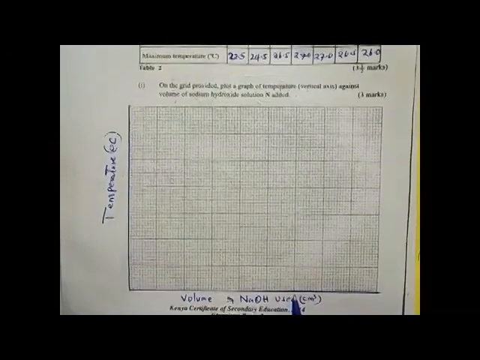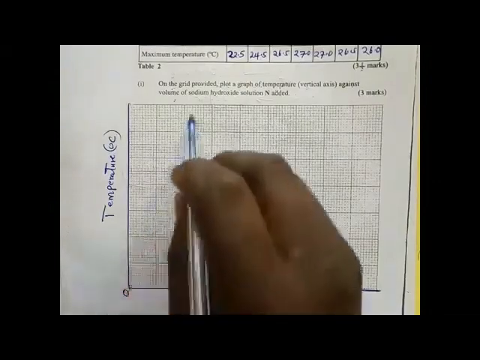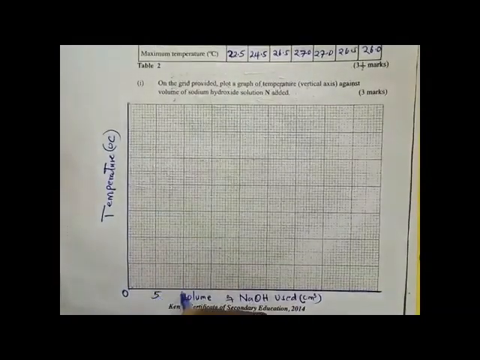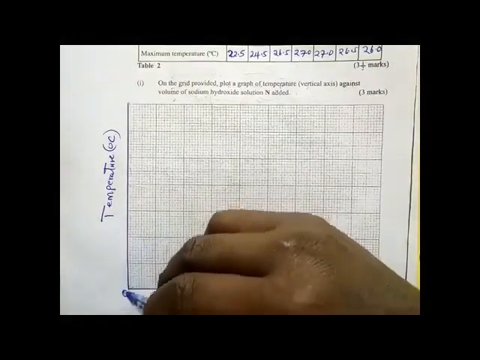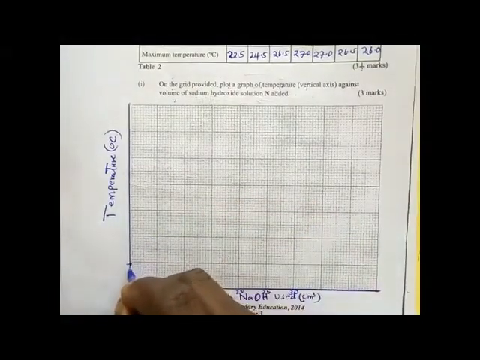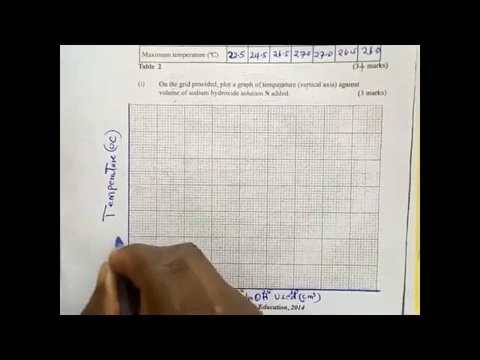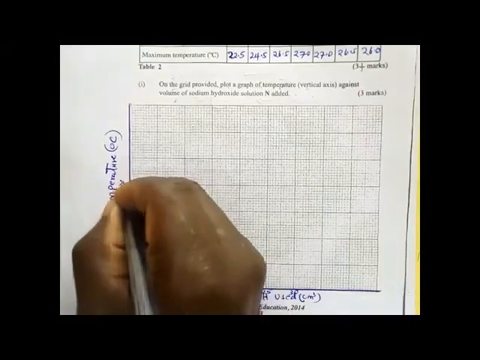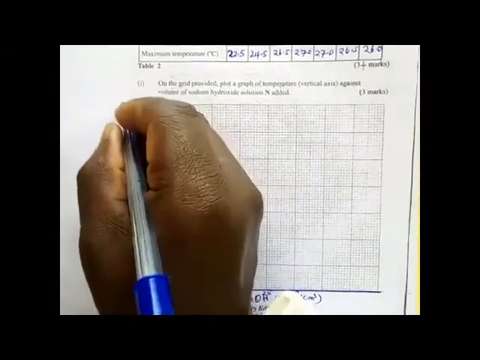And then let us now go to the scale. We know temperature does not begin at 0, but our volume is going to begin at 0, and then 5, 10, 15, 20, 25, 30. Temperature, we will break this graph. We'll break it, and we shall start around 22, and then 23, 24, 25, 26, 27, 28.